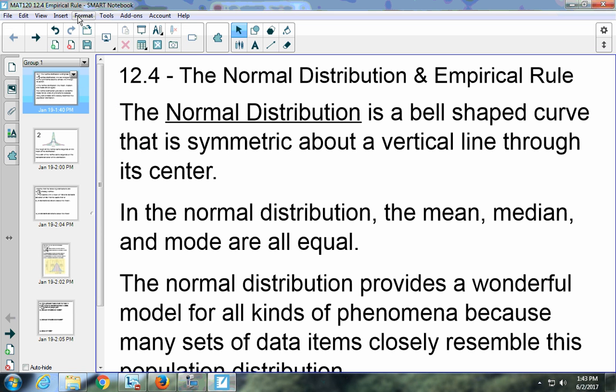In section 12.4 of Math 120, we start to talk about the normal distribution and the empirical rule. The normal distribution is a bell-shaped curve that is symmetric about a vertical line through its center. In the normal distribution, the mean, median, and mode are all equal. When we're referring to the normal distribution, we typically only talk about the mean.